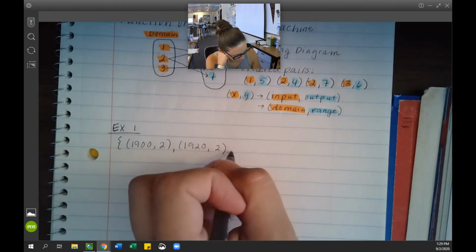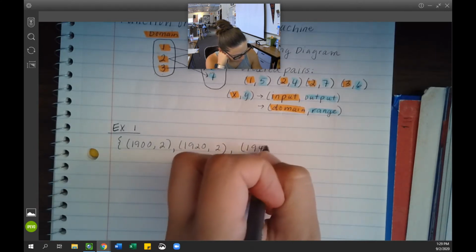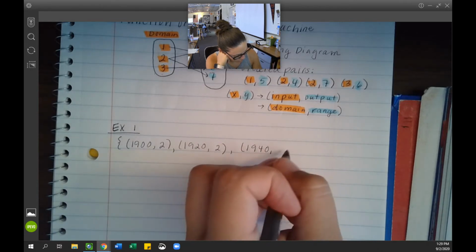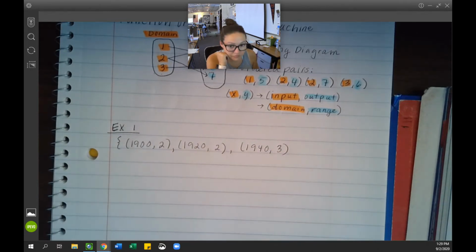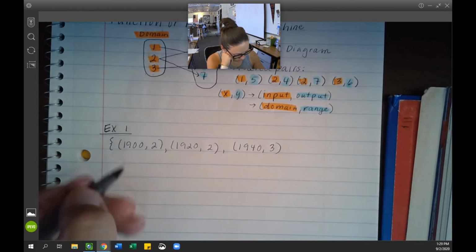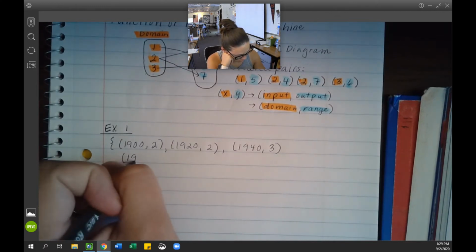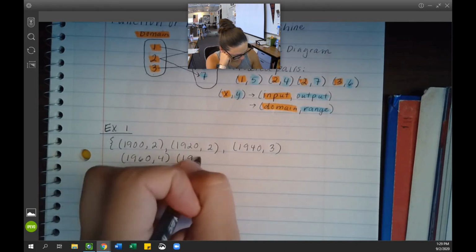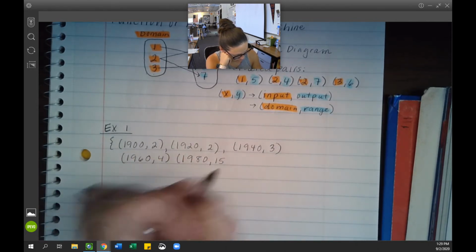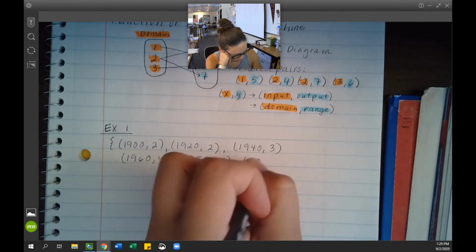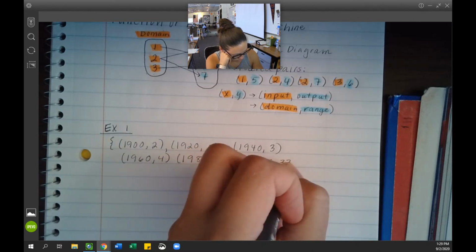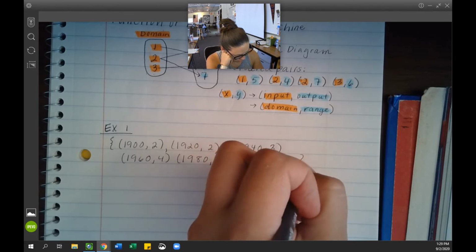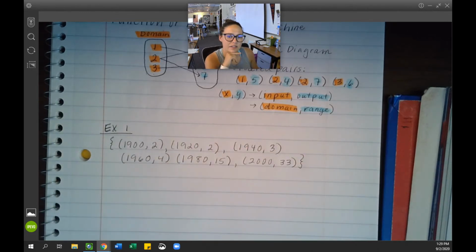In 1940, they cost 3 cents. In 1960, 4 cents. 1980, 15 cents. And in the year 2000, 33 cents. Nowadays, I want to say it's like 51 cents, but I'm not entirely sure. It's getting more expensive.